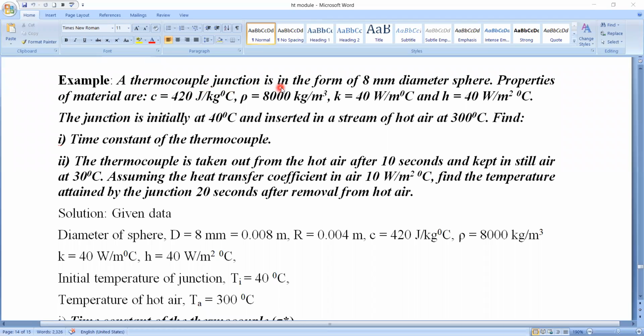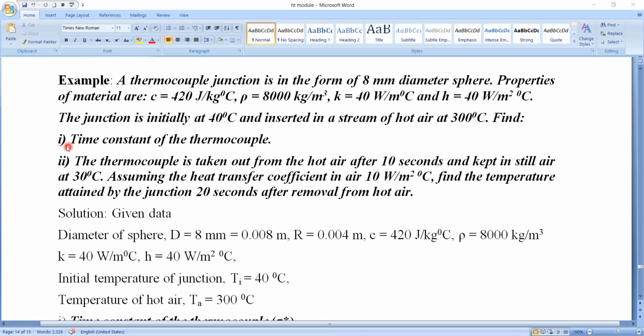A thermocouple junction is in the form of an 8 mm diameter sphere. The properties of the material are: specific heat C equals 420 joules per kg degree centigrade, density rho equals 8000 kg per meter cube, thermal conductivity K equals 40 watt per meter degree centigrade, and heat transfer coefficient H equals 40 watt per meter square degree centigrade. The junction is initially at 40 degrees centigrade and inserted in a stream of hot air at 300 degrees centigrade.